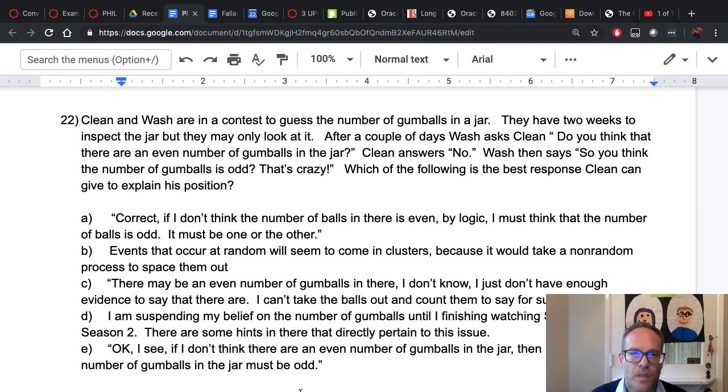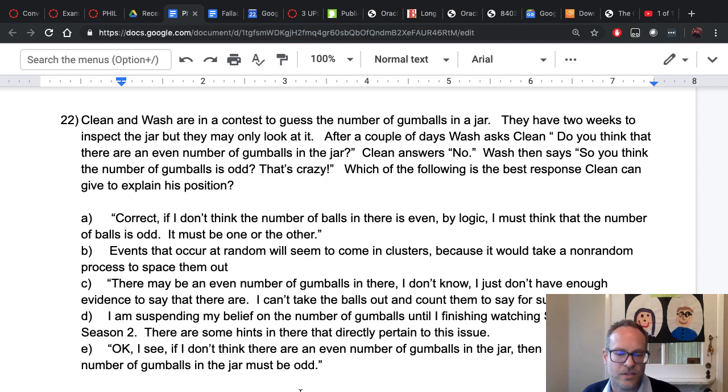Okay, so remember, A and E are eerily similar, but the idea here is that Clean has not made up his mind yet, and so Clean doesn't know. There may be an even number, there may be an odd number. It's like if we were serving on a jury, and it's the first day of opening arguments, and you ask me, do you think that the defendant is guilty? And I say, I don't know, I haven't seen the evidence yet.